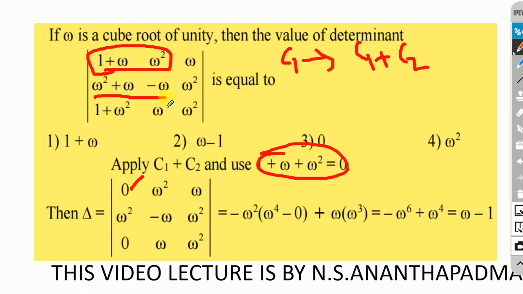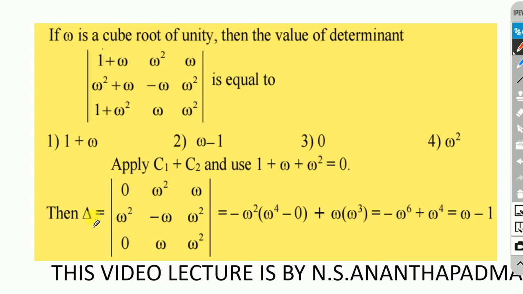Omega square plus omega minus omega, so omega will be cancelled and I am left with omega square. Again here 1 plus omega square plus omega is 0. So therefore the given determinant is reduced to 0, omega square, omega; omega square, minus omega square, 0; omega square. Now let us expand along any row or column here. So let me expand along column 1 or row 1.